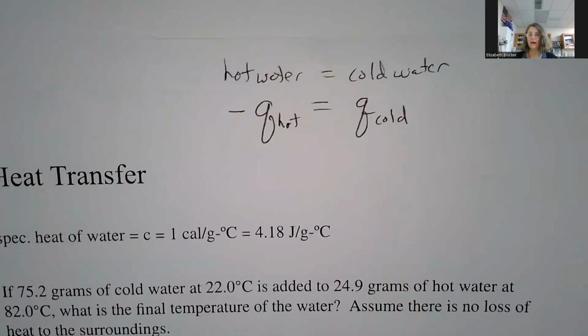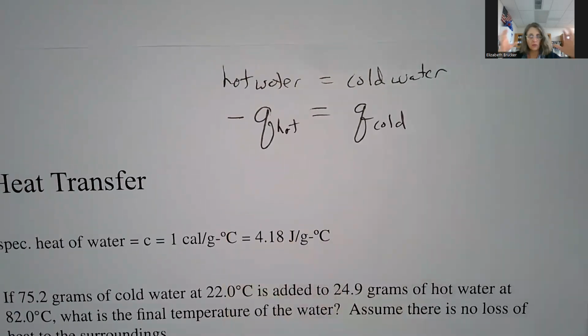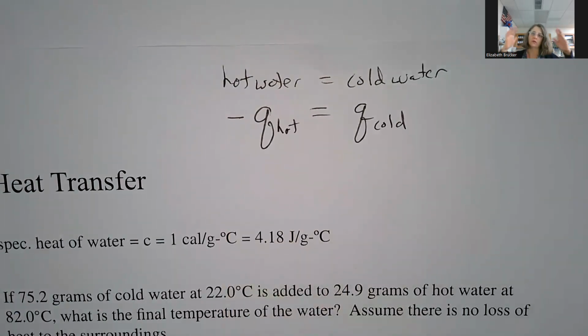But the idea of hot to cold equaling each other is going to be an overarching theme that we're going to keep coming back to. So hot and cold equal, again, assuming no loss of heat, is going to be a type of calculation you're going to see going forward.